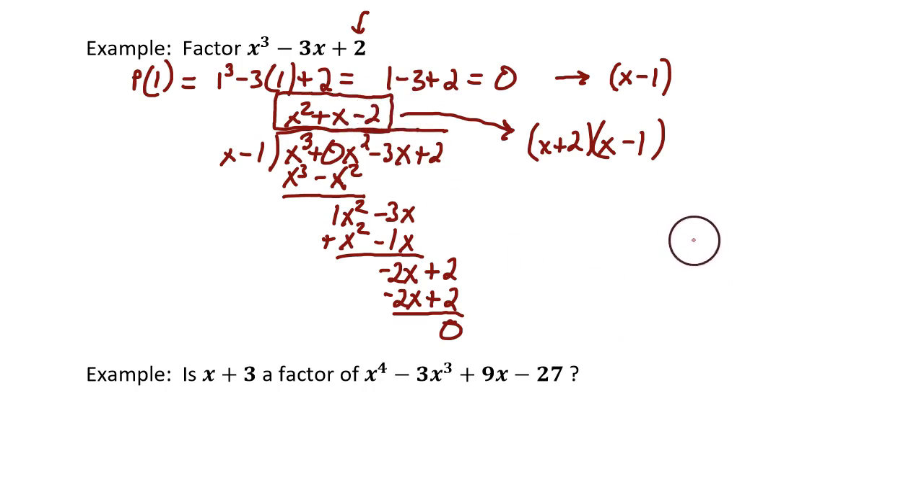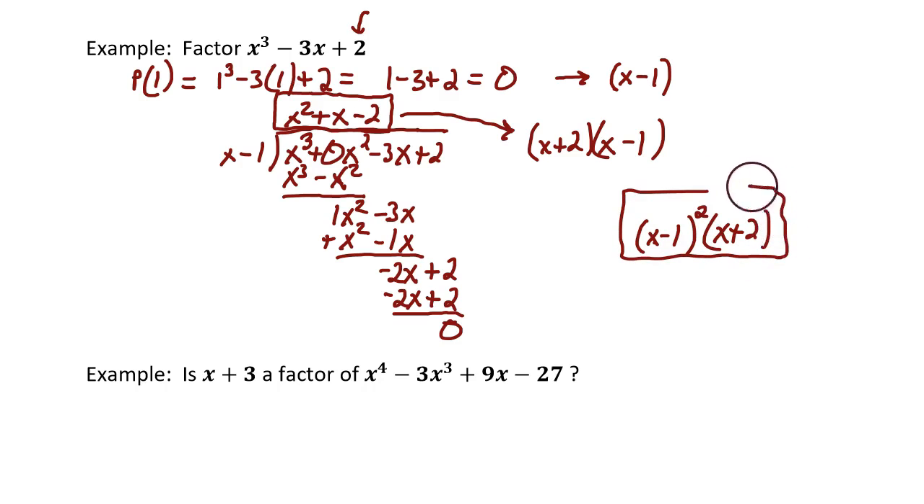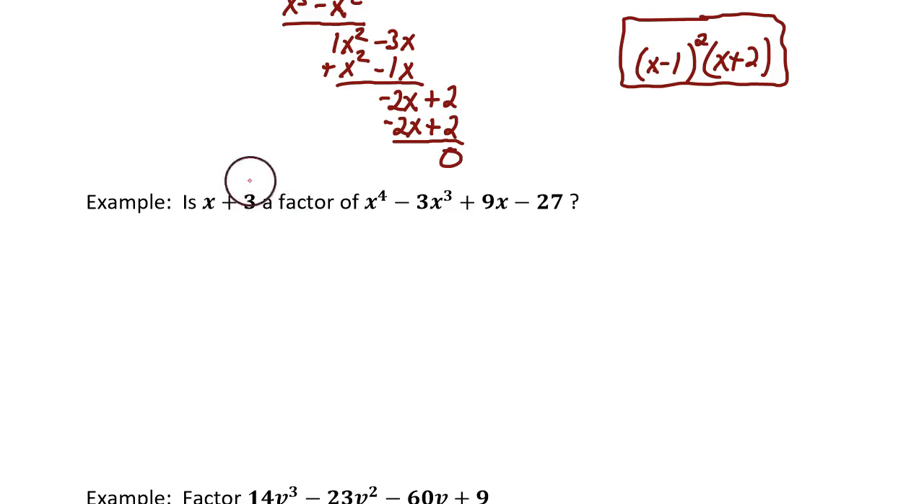Let's write the final answer right here. The polynomial we were given factors into x minus 1 squared times x plus 2. Why did I write x minus 1 squared? Do you see where there are two x minus 1 factors? We figured out x minus 1 was a factor in the first step, and then later we got another x minus 1 factor.